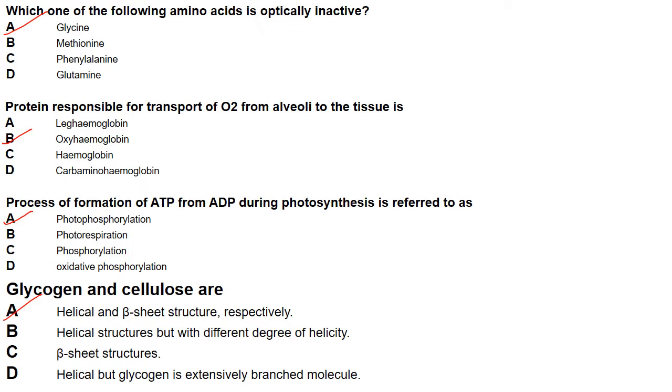The helical structure is stabilized by hydrogen bonds between OH groups on subsequent glucose units. So glycogen is helical whereas cellulose is a beta sheet structure respectively. Answer is option A.